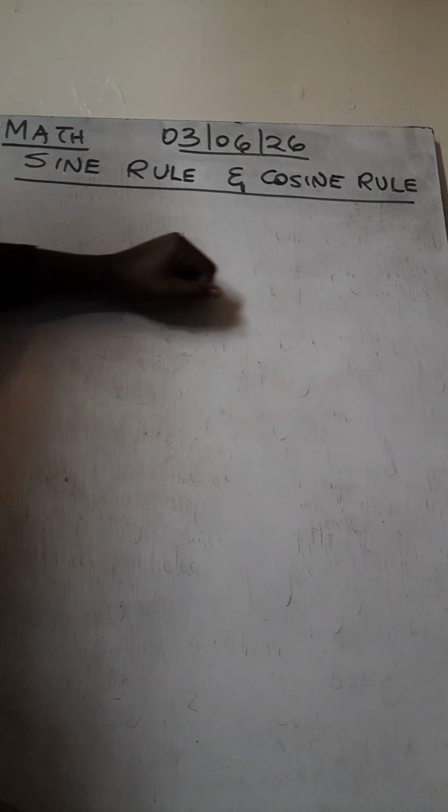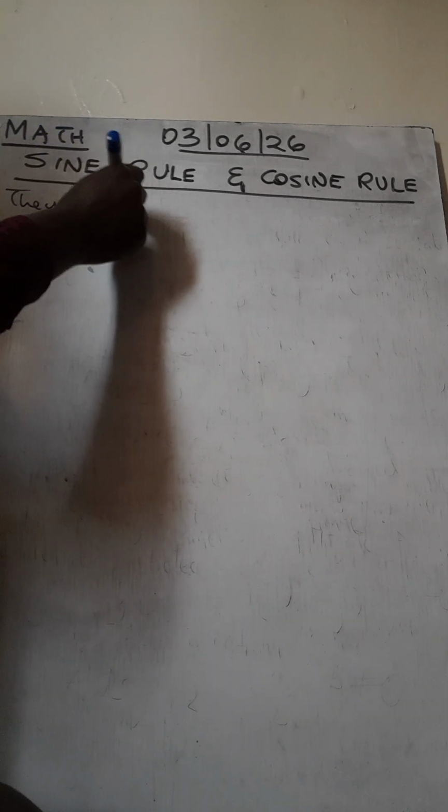Hello viewers, once again we are still on the concept of trigonometry, and today we are talking about sine rule and cosine rule. So without wasting any time, we want to know when we are supposed to use these two. These two rules are used to solve triangles that are not right angled.